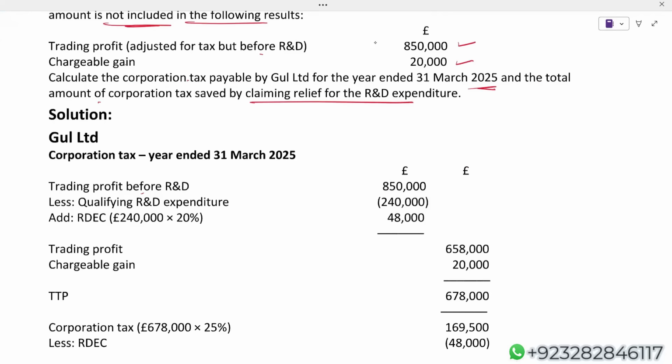First, take trading profit before R&D, then simply deduct qualifying R&D expenditure. Then the rule says whatever expenditure you are deducting for calculating trading profit, simply add 20% of that. Technically, we're deducting 100% of R&D, then we are adding back 20% of that. Now, the question is, what is the benefit of doing this? Just wait.